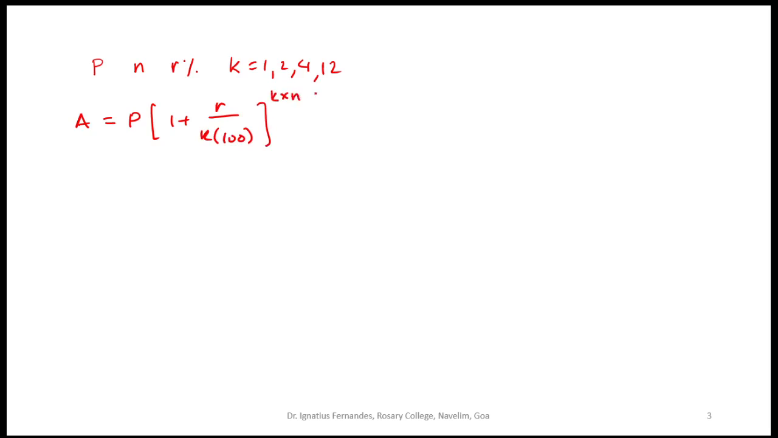Now the difference between what we have learned earlier in compound interest is, in compound interest we have a principal amount P which is invested for some n years at a rate of interest R%, and based on how the interest is compounded, whether it is yearly, half yearly, quarterly or monthly, accordingly the total amount after n years is given by A equal to P into 1 plus R upon K into 100, this raised to K into N. So this is how we have calculated the total amount under compound interest.